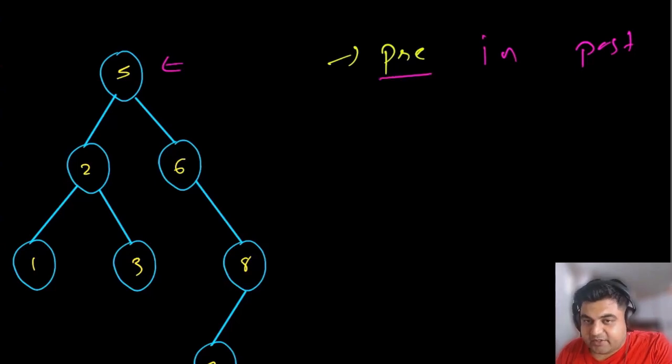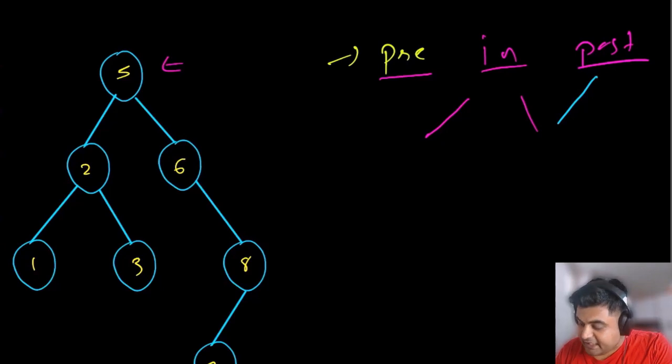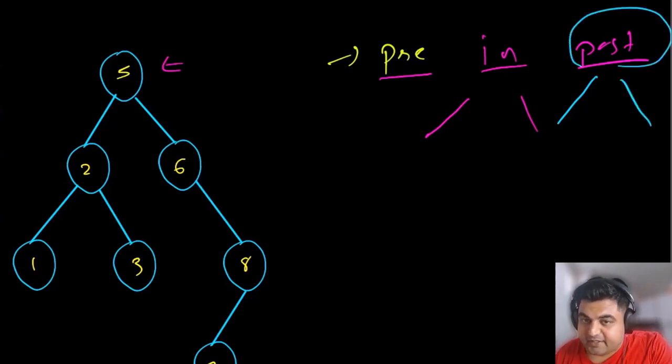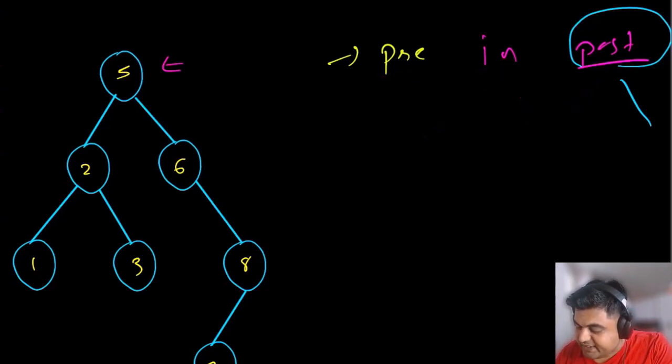So in the preorder traversal, we are going to process the node first. In the inorder traversal, first we are going to go to the left, then we are going to process the node, and then we will go to the right. In the postorder traversal, first we will go to the left, then we will go to the right, and in the end we are going to process the node we are currently at. So this is what all of these three techniques refer to.